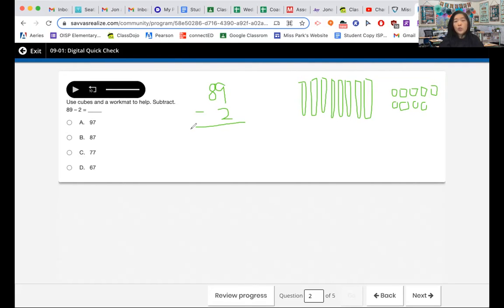Now, 2 of the ones want to go to another party. We're doing 89 minus 2. Do we have enough ones to take 2 to the next party? Are there enough ones to subtract 2? Yes. So do you need to regroup? Do we need to borrow a 10? No. Very good. No. Let's go ahead and circle.